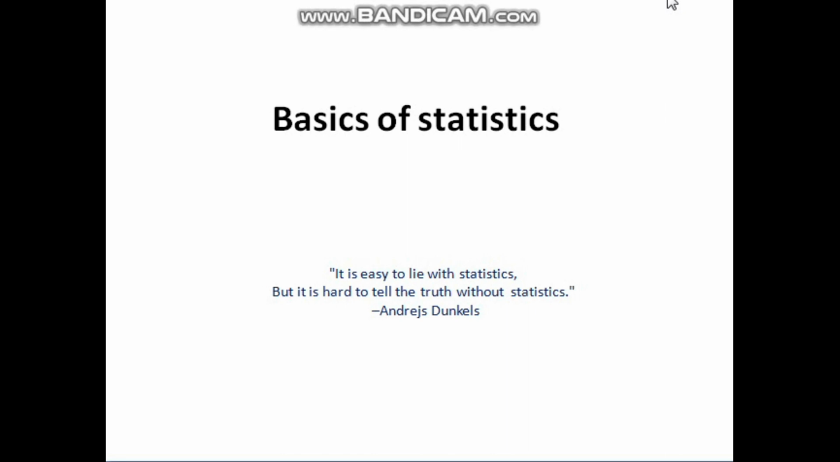First I will talk about the basics of statistics. It is easy to lie with statistics, but it is hard to tell the truth without statistics. Andrejs Dunkels said this. Next slide.